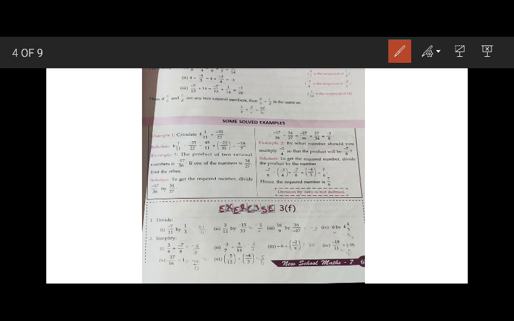Then next example. Example 3 is, by what number should you multiply minus 3 by 4 so that the product will be minus 7 by 8? Suppose the number is x. By what number should you multiply minus 3 by 4 so that the product will be minus 7 by 8?